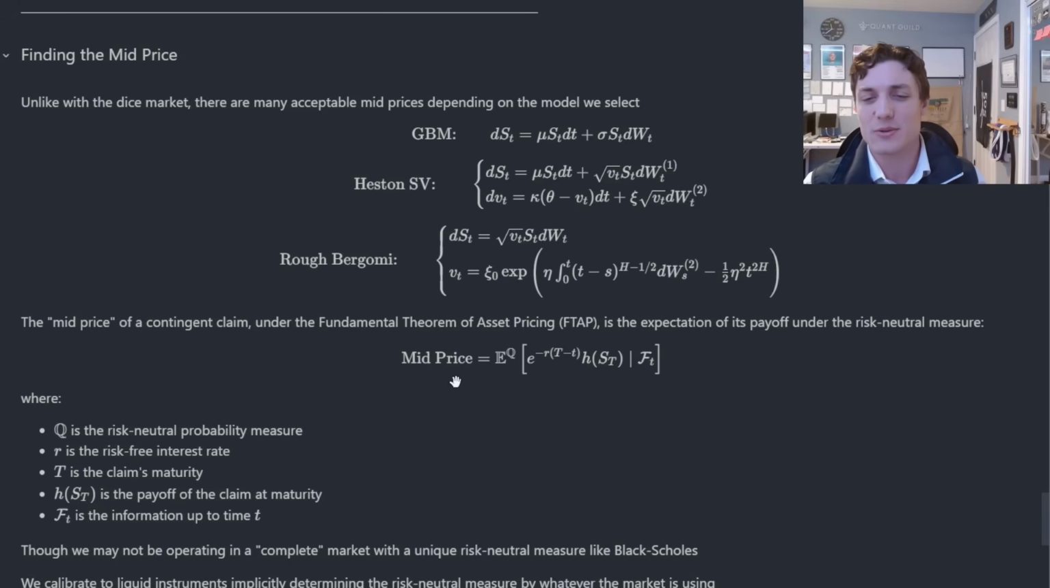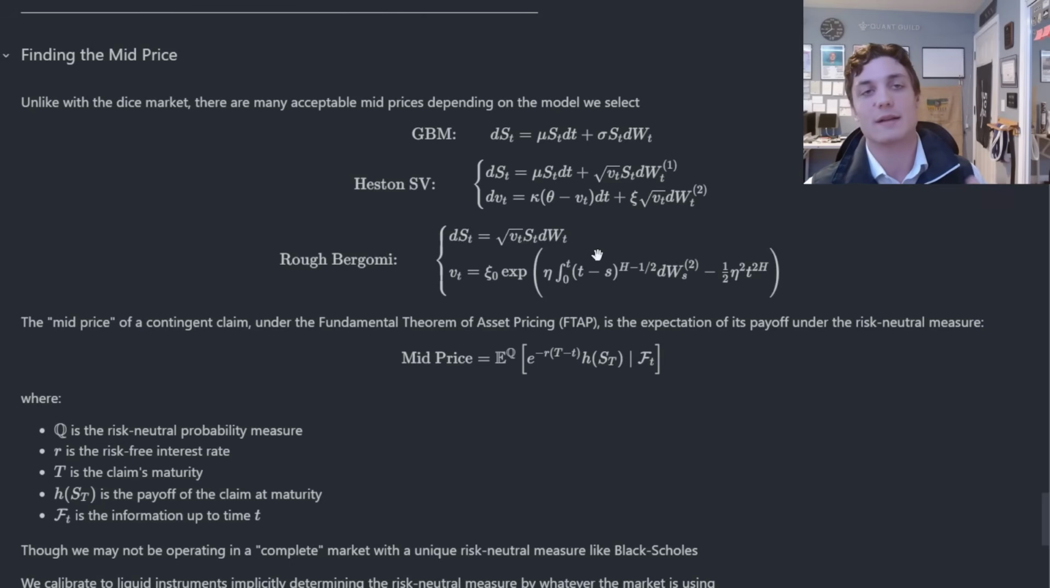Now we have to figure out how to come up with this average value. It turns out we need to pick a model. We can pick a geometric Brownian motion, a Heston, a rough Bergomi. We have a lot of different models to choose from, and this becomes a pricing problem.